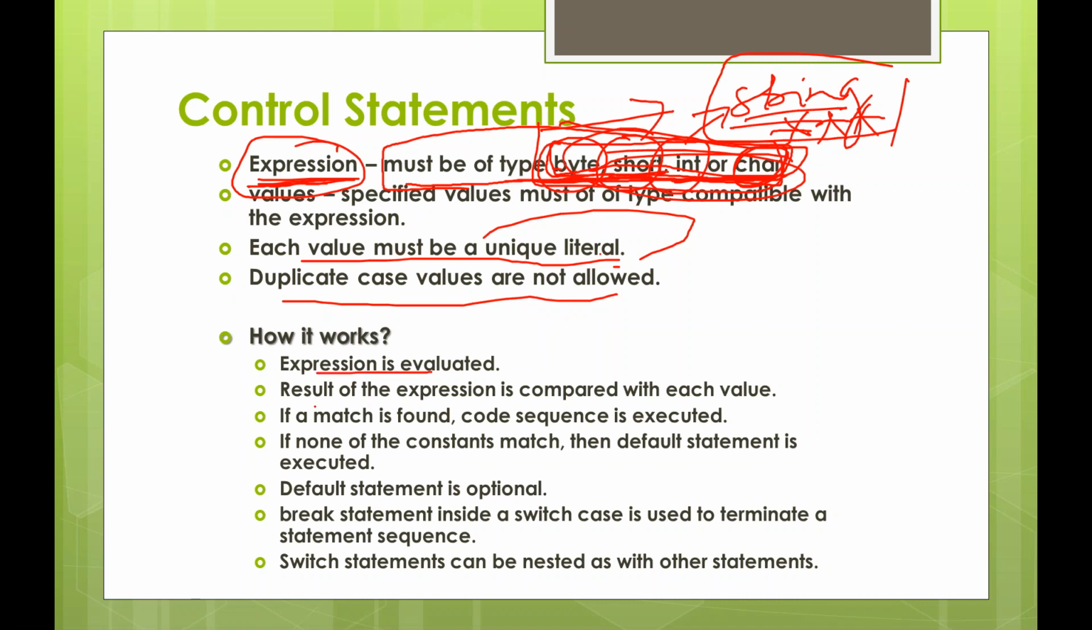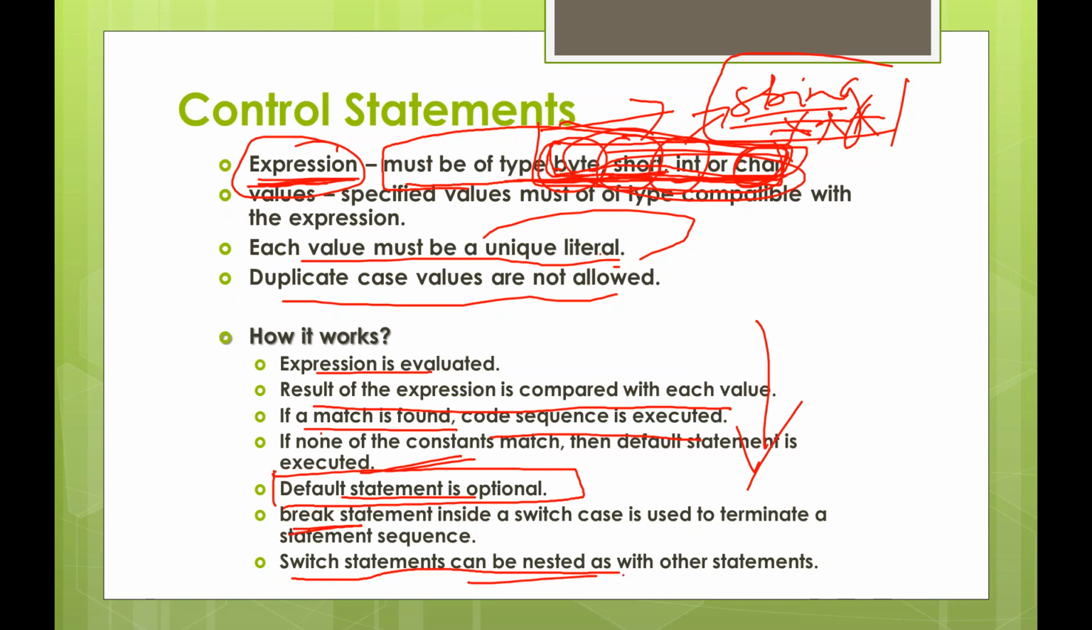So how it works: the expression is evaluated, and the result is compared with each value. If a match is found, the sequence of code associated with that match is executed. If none of the values match, the default statement gets executed. The default statement is optional. If you don't have break statements, it falls through, and as I mentioned, all following statements get executed. As always, we can nest a switch statement inside another switch statement. You will see an example of this in our next class.